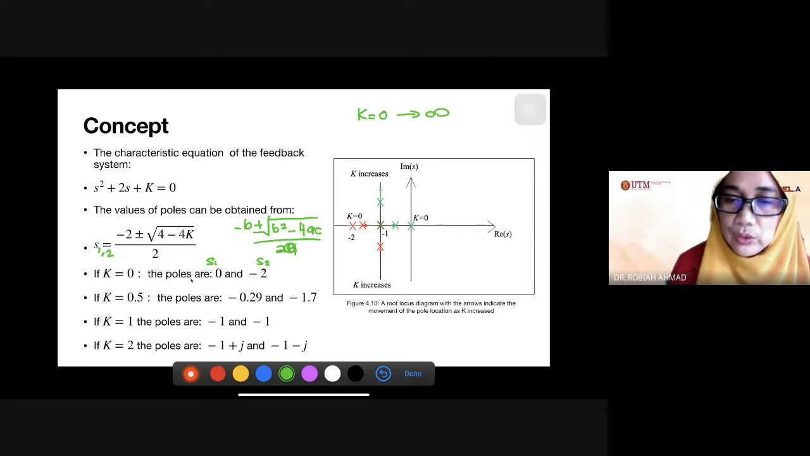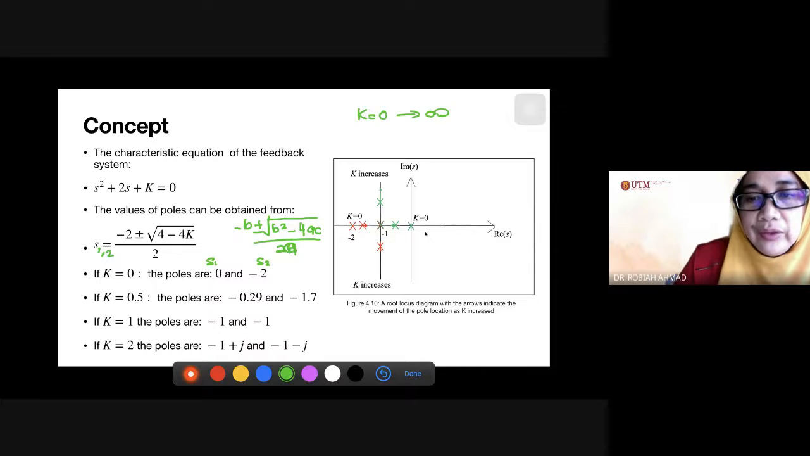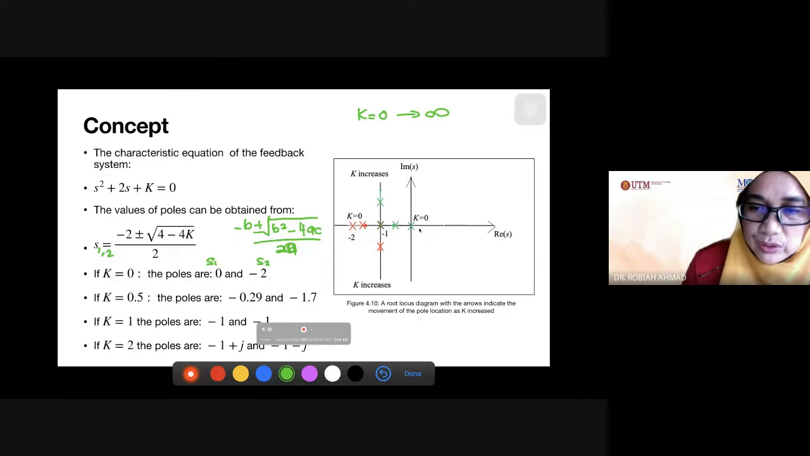Okay, so I put it here. If you look at the right hand side, there are two roots. I differentiate with green and red. Green will be S1, red will be S2. When K equal to 0, this is our first S1, which is at 0, and this is our S2, which is minus 2.